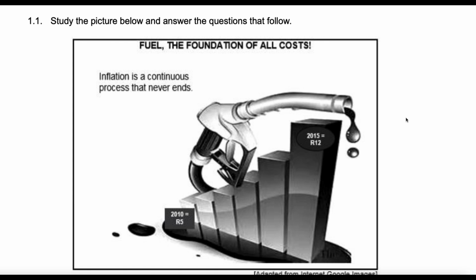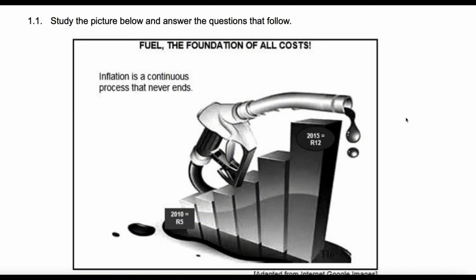Then inflation is a continuous process that never ends. Well, it's true because it feeds upon itself and brings about more inflation. Clearly, if we look at what causes inflation, basically, it's caused by demand. It's also caused by cost. So when there's an increase in demand for goods and services, it will cause an upward pressure for prices. We call that demand pull inflation.